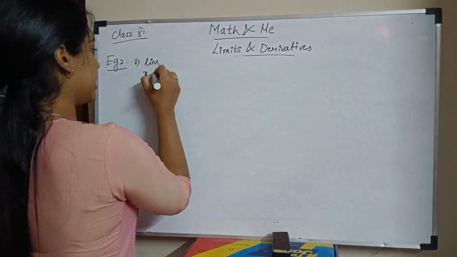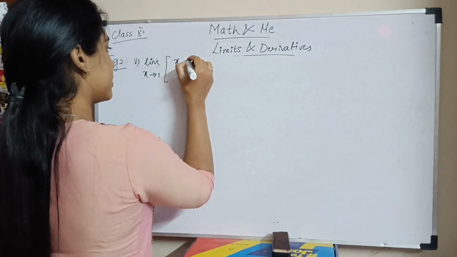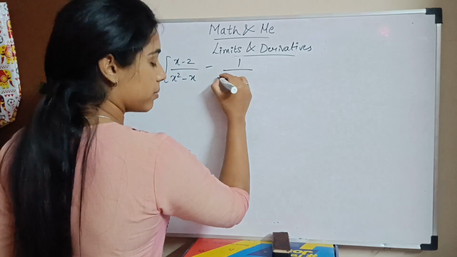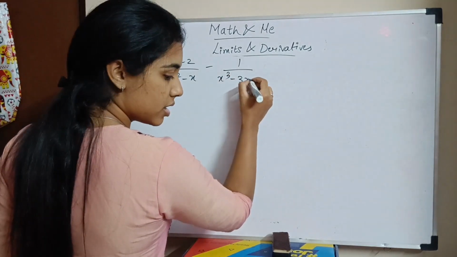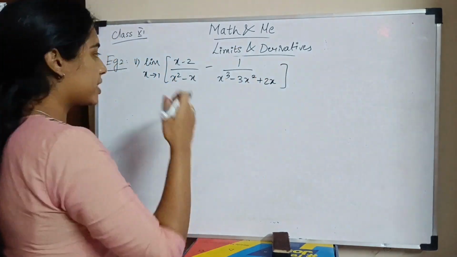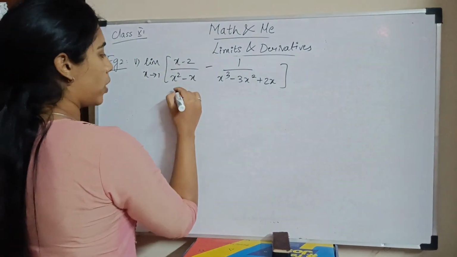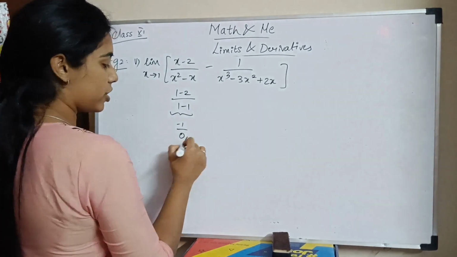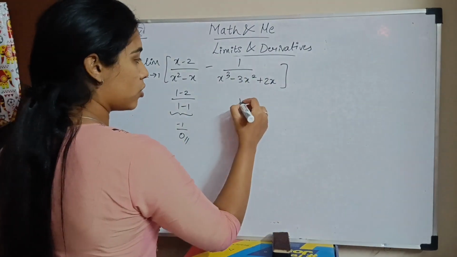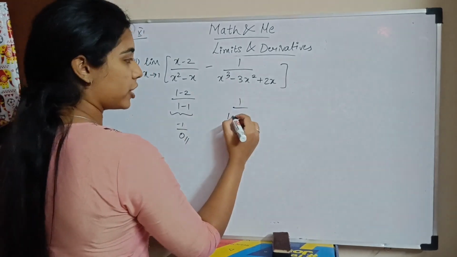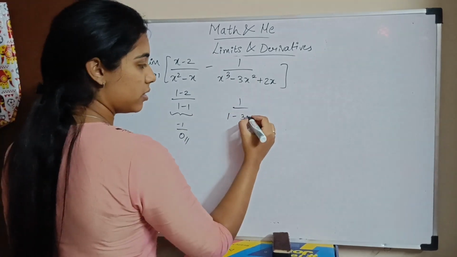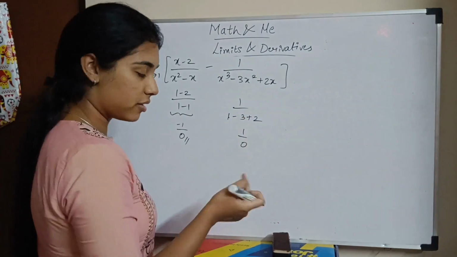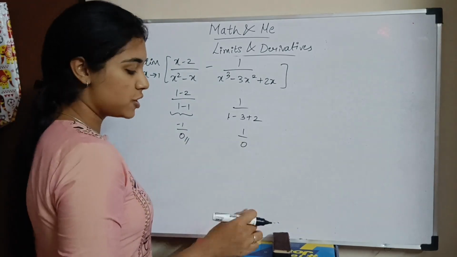Limit x tends to 1 of (x minus 2) divided by (x square minus x) minus 1 by (x cube minus 3x square plus 2x). So what happens if we substitute 1 here? 1 minus 2 divided by 1 minus 1, so this term becomes minus 1 by 0. The denominator is 0, so it is not defined. And the other term, 1 divided by 1 cube minus 3 times 1 square plus 2: 2 plus 1 is 3, 3 minus 3 is 0. So that is also 1 by 0, not defined. So you're getting 1 by 0 and 1 by 0, which means you have to do something else.